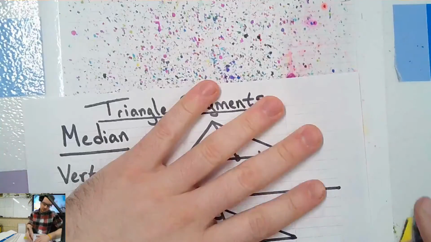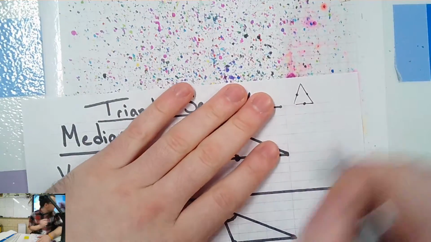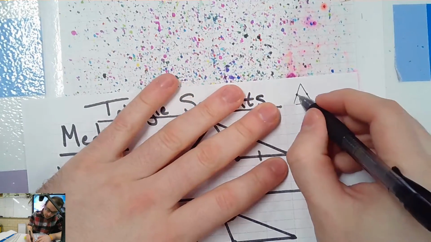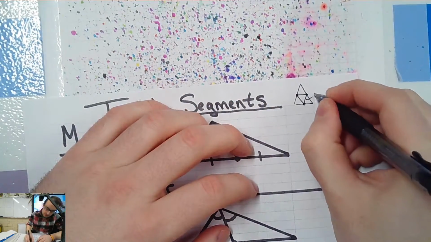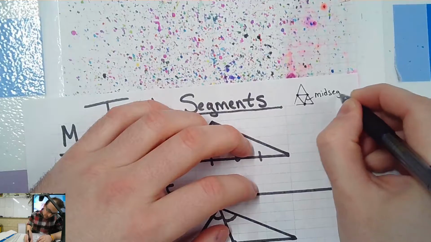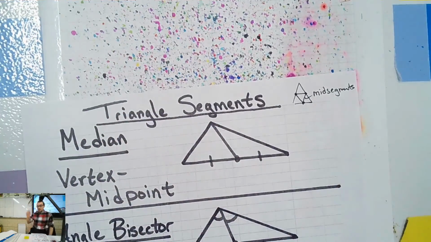So not this. But when we have a triangle, right? Triangles always have midpoints on their sides, right? There's always going to be a middle. And if we connect those guys up, we get the triforce, which of course, these guys are mid-segments. And we call them mid-segments because they are connecting the midpoints.